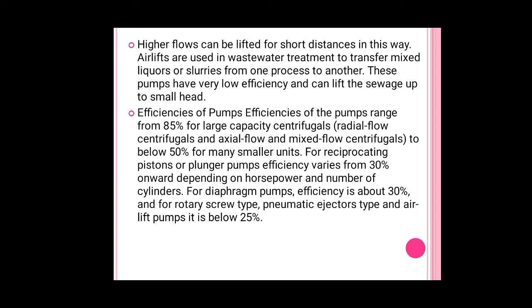Efficiency of pumps ranges from 85% for a large capacity centrifugal to 50% for many smaller units. For reciprocating piston or plunger pumps, efficiency varies from 30% onward, depending on the horsepower and number of cylinders. For a diaphragm pump, efficiency is about 30%, and for rotary screw type, pneumatic ejector type and airlift pumps, it is below 25%.